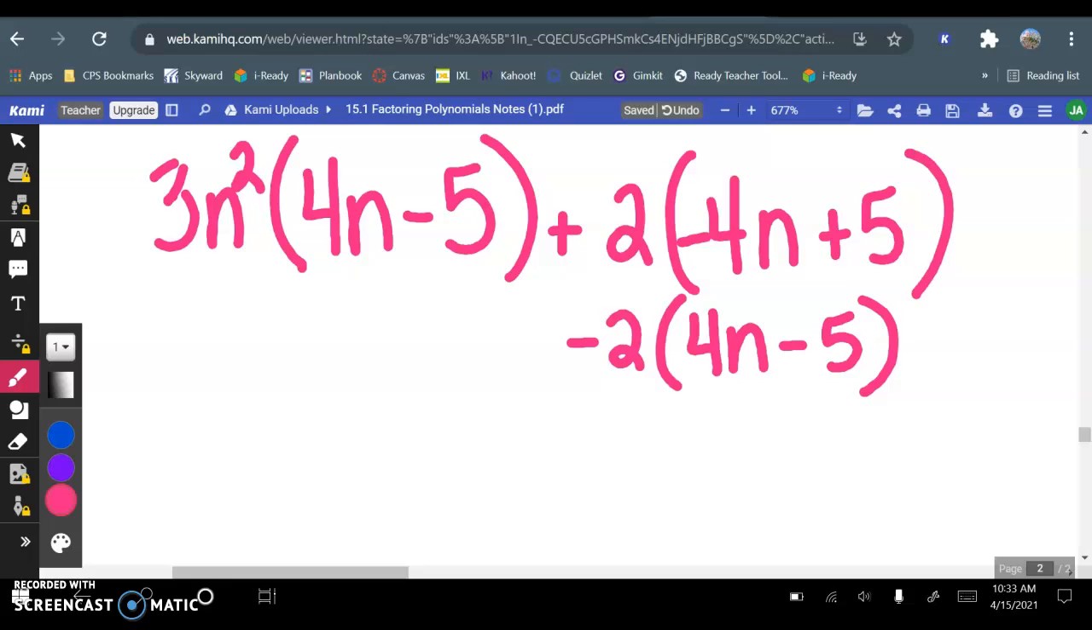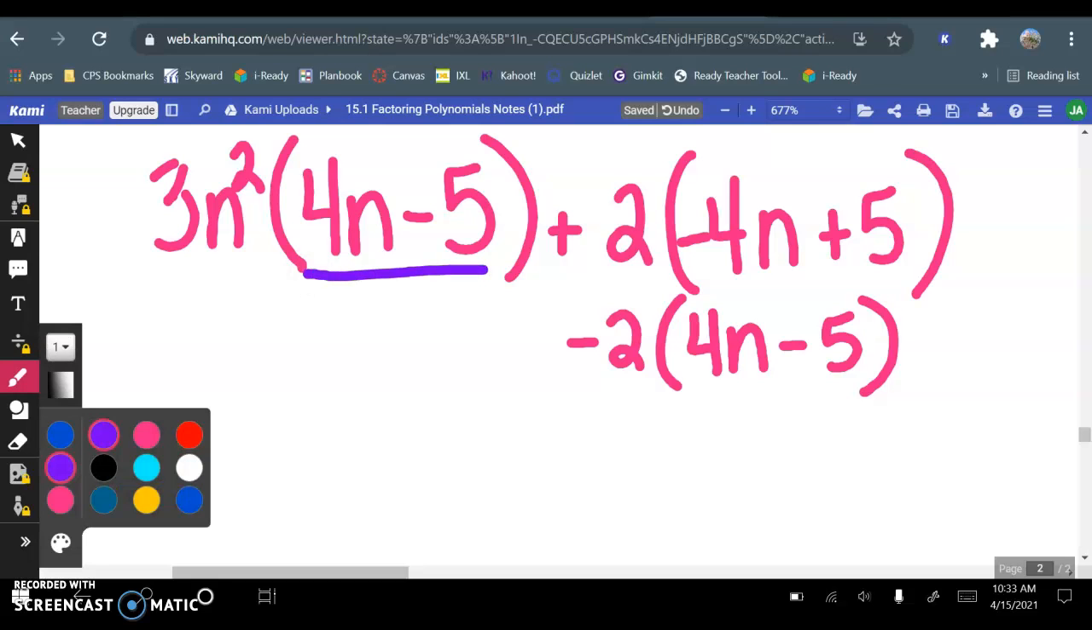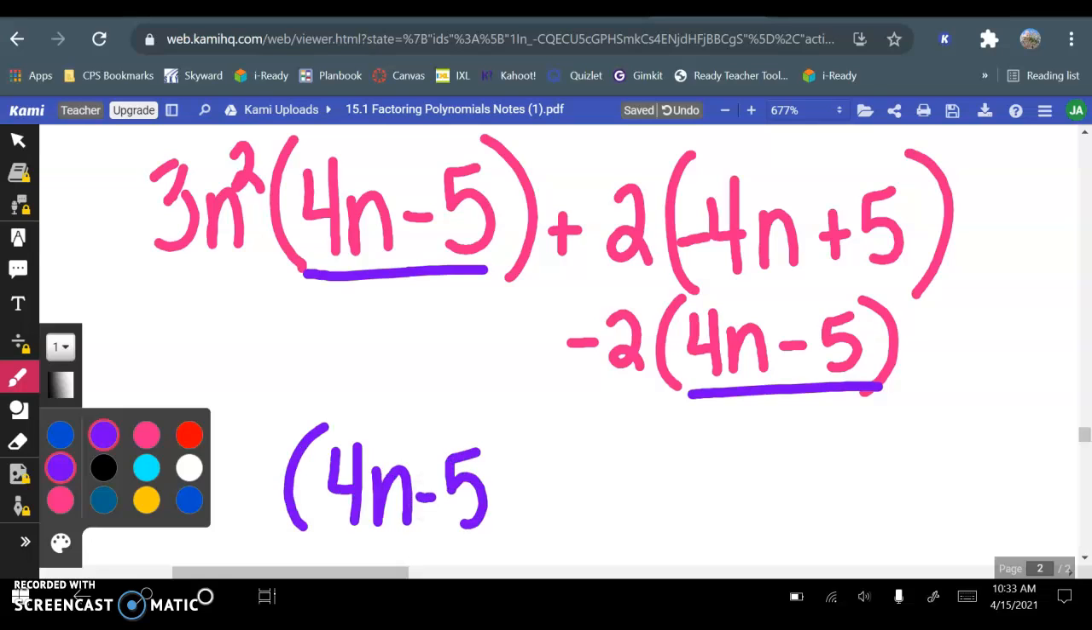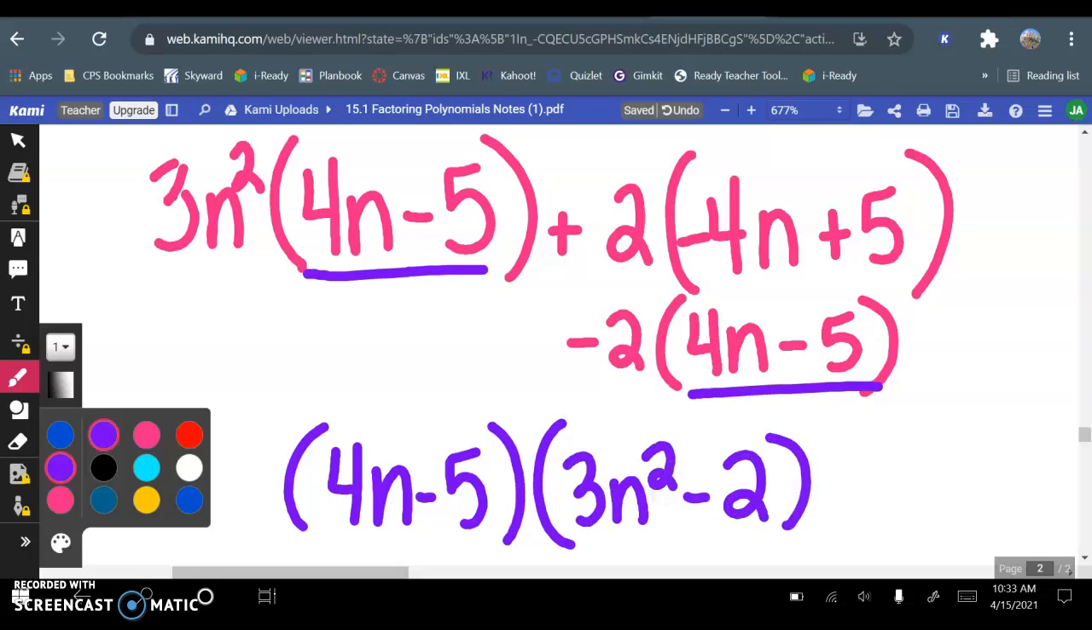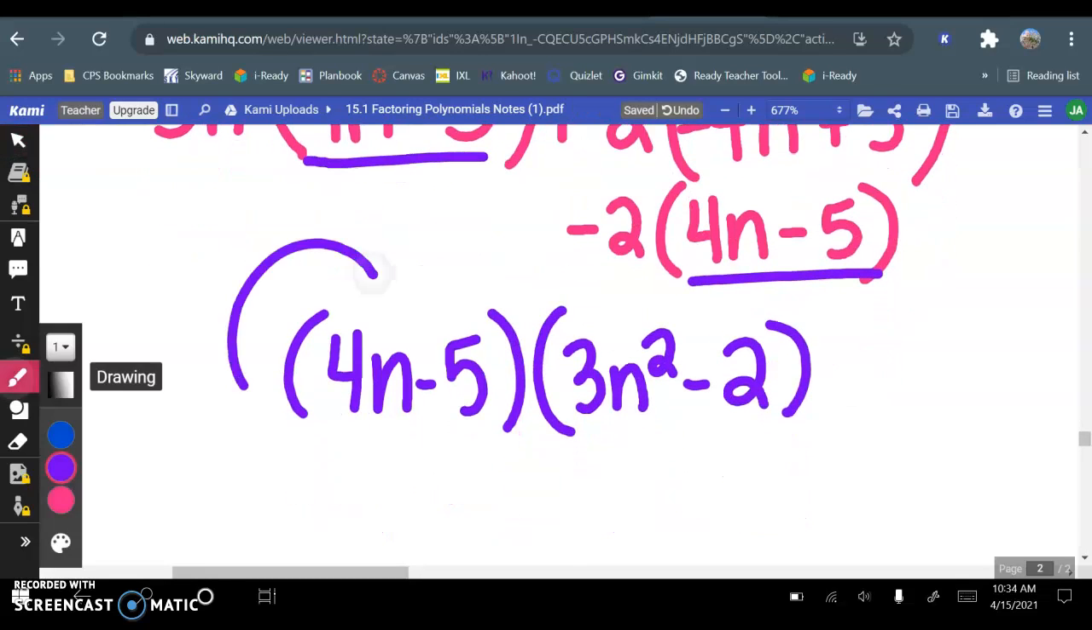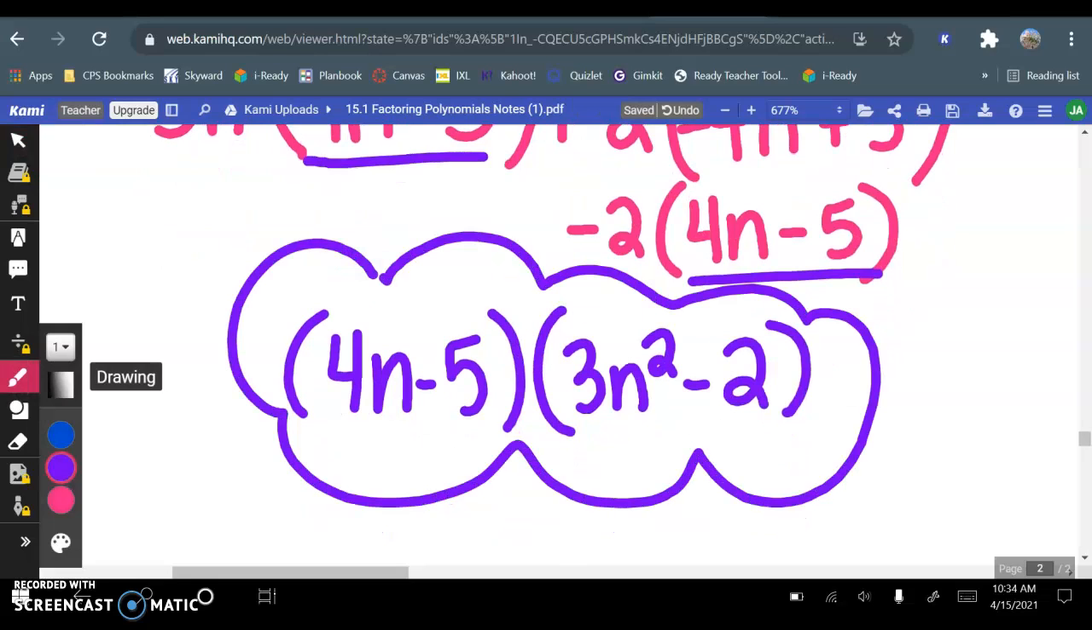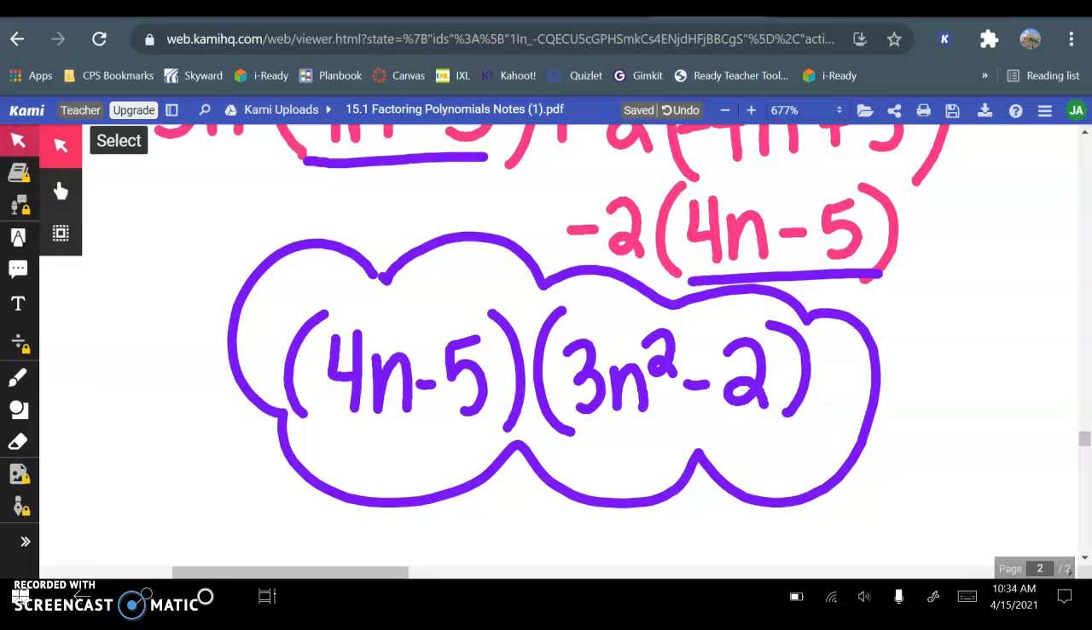And now you can see that our parentheses are the same. So they have that 4n minus 5 in common, and they have 3n squared minus 2 left over. And that is our completely factored answer.